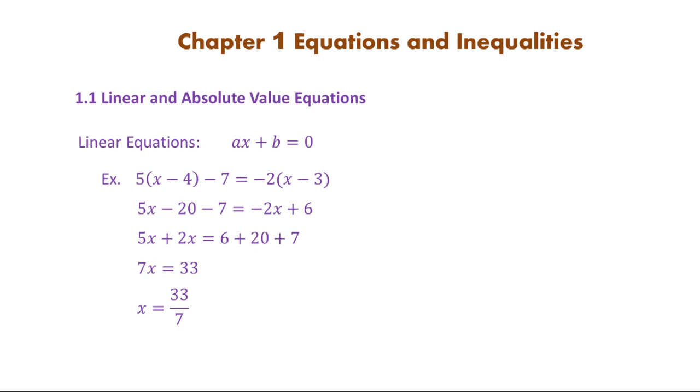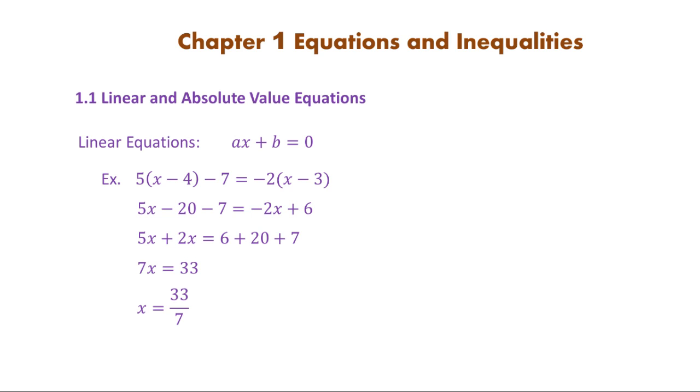Okay, for example, if you want to solve the equation 5 times (x minus 4) minus 7 equal to negative 2 times (x minus 3), then you can simplify the two sides of the equation separately. So 5 distributes to x and negative 4, you get 5x minus 20 on the left, and then you distribute negative 2 on the right side, you get negative 2x plus 6. Remember, negative 2 times negative 3 is positive 6, right? Okay, and then you just flip around the terms.